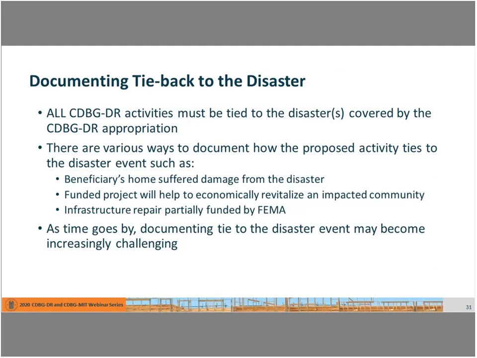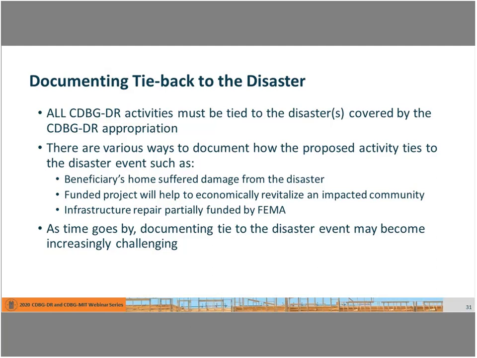Something unique about CDBG-DR is the need to document the tieback to the disaster with every activity that you fund. It can either be a direct tieback, for example, the road was washed out and needs to be repaired, or that person's home was damaged and you're providing rehab assistance, or an indirect tieback. For example, the storm reduced the inventory of affordable housing, or the storm had a significant economic impact on the commercial corridor in our particular town.